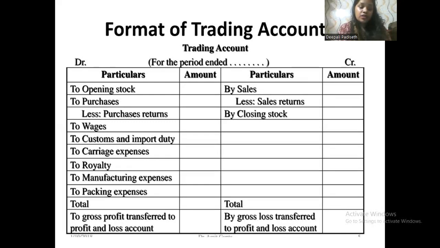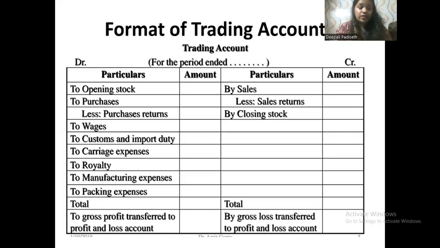Customs and import duty is the expense paid to customs and import duty when the goods are purchased from outside the country. Whatever goods are purchased from outside, they are included in the trading account, in the direct expense part. Next is royalty. So no, sorry, carriage expense. It refers to direct expenses which are incurred while transferring the purchased goods directly into the factory. These expenses are also known as the freight in or carriage in.